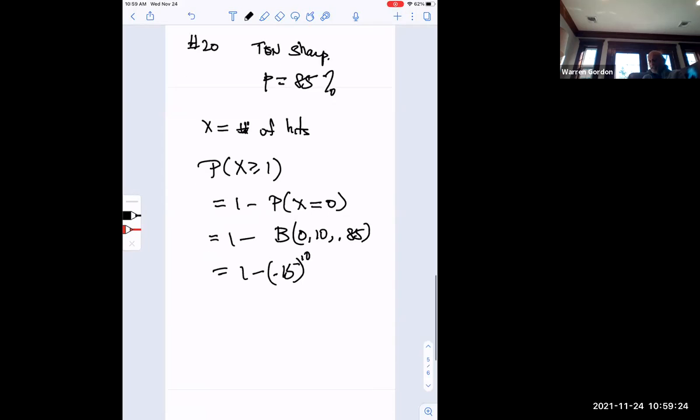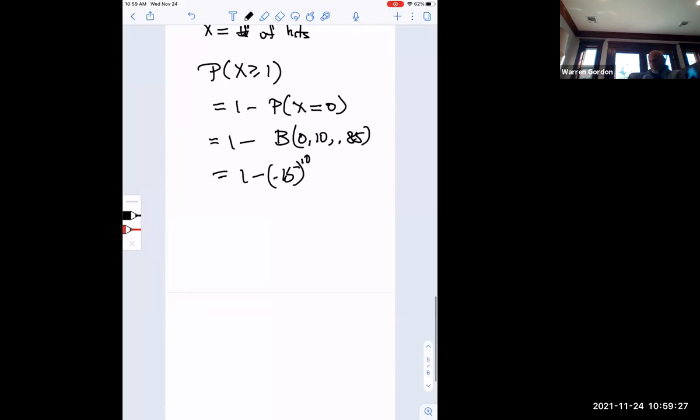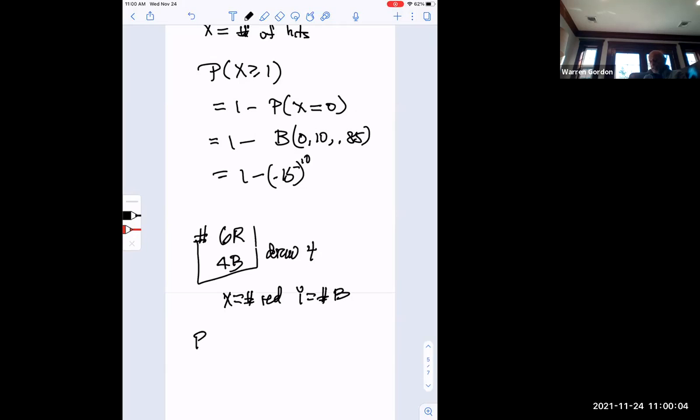Then let's look at number 18. A bag contains 6 red and 4 blue, otherwise identical marbles, and we're drawing 4 without replacement. X is equal to the number of red, Y equals the number of blue. Determine the probability that X equals 3.